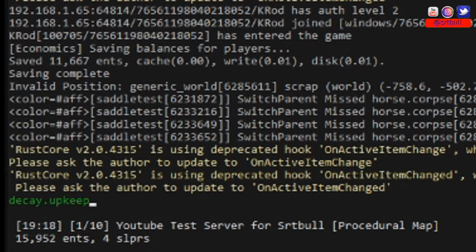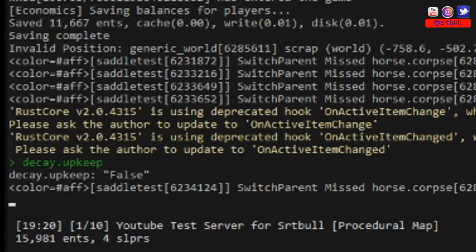So the command that I'm talking about is decay.upkeep. If we just type that into our console and then hit enter, it's going to tell us what the status of our decay upkeep is. On my test server right now, it is set to false, which means there's no decay on my server. By default, of course, this is true, which makes it so that your bases decay at a natural rate.